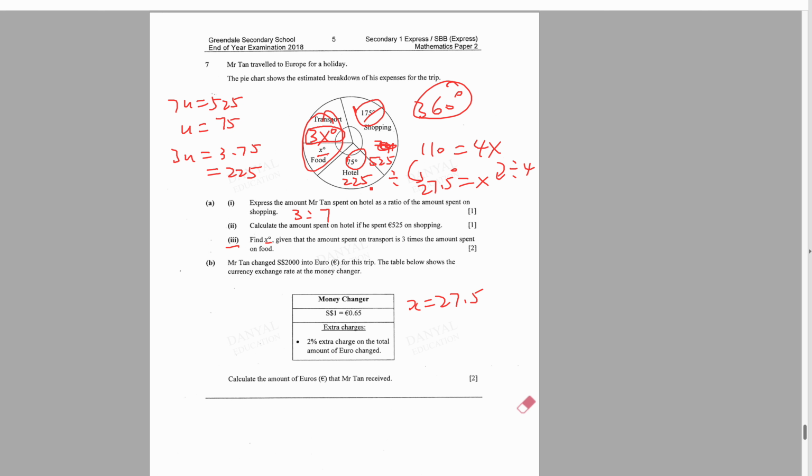They ask for degree. If they asked for the money, but over here they're not asking for the amount spent on food, then you would work out that 27.5 degrees is how much when 75 degrees is 225, right? But over here they're not asking for that. So you need to give them what they ask.